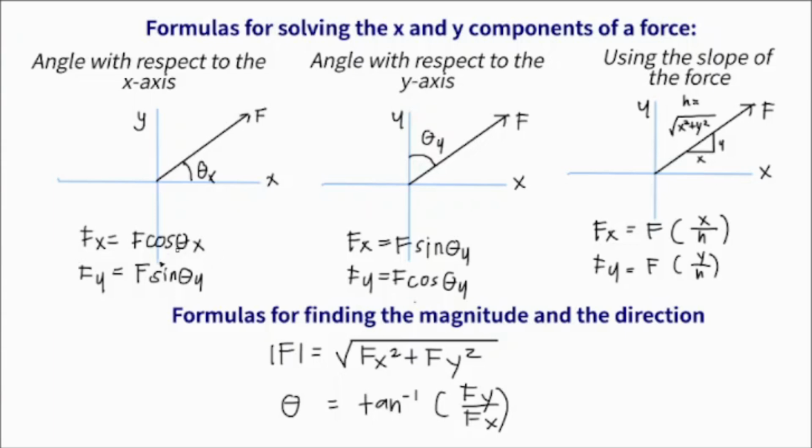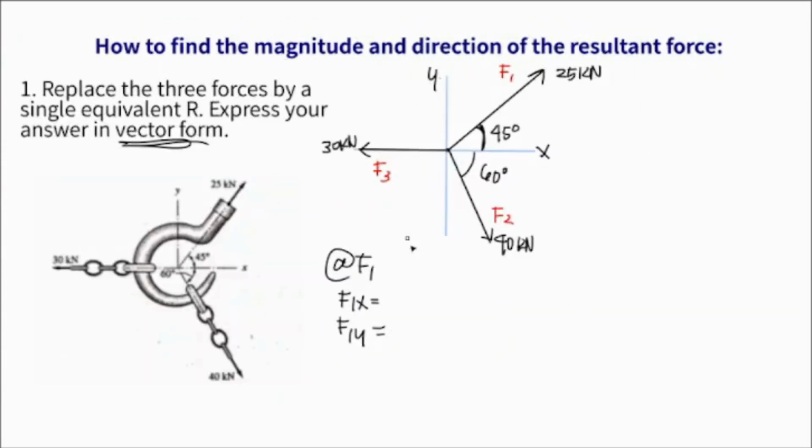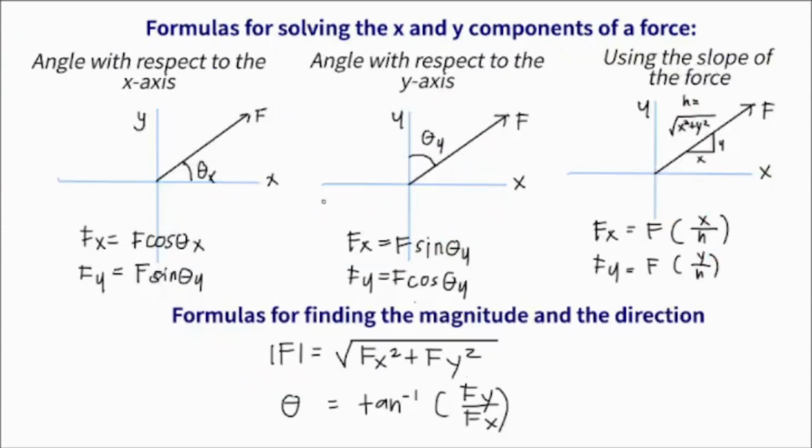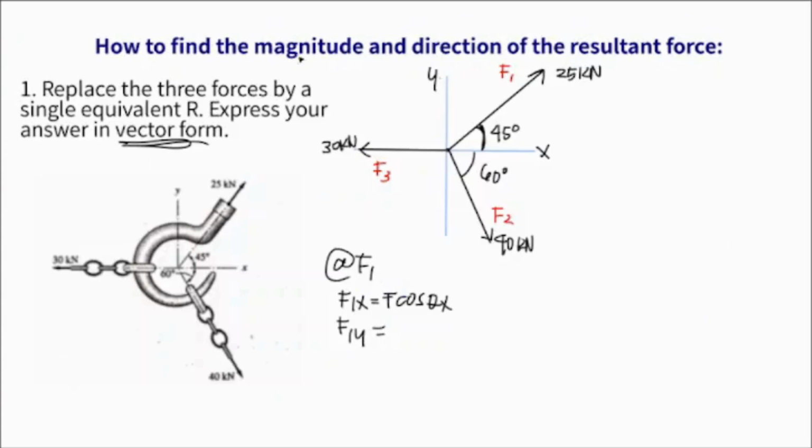The formula is Fx is equal to F cosine theta x, and Fy is equal to F sine theta x. Sorry, theta x. Let's copy that: F sine theta x. Now we just substitute the values into our formulas.